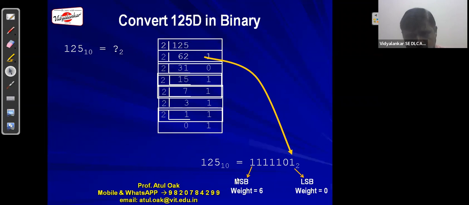Most significant bit. This is called MSB. And the bit at lowest position is called LSB, that is least significant bit. Least significant bit. MSB is the opposite of LSB. Okay, most important concept.